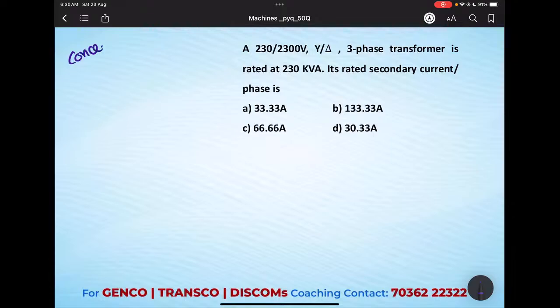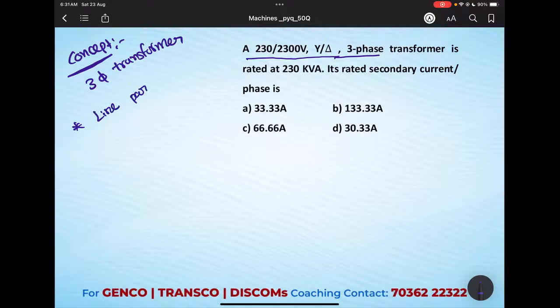What concept? First we will start our approach. What is the concept? 3-phase transformer. The question is about 3-phase transformer. So the first thing we need to remember in any electrical problem is whatever may be the given data or nameplate details. Normally this will be called as nameplate details. All nameplate details in 3-phase system, especially 3-phase system, are line parameters. Okay, this is the first thing we need to understand. Okay, so let's write the given data.